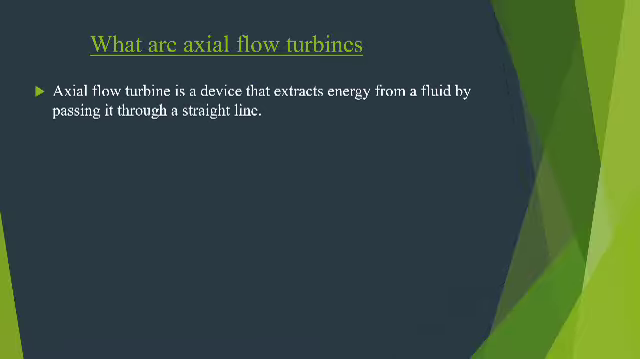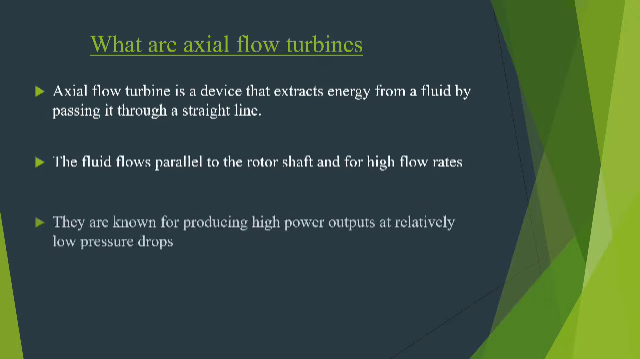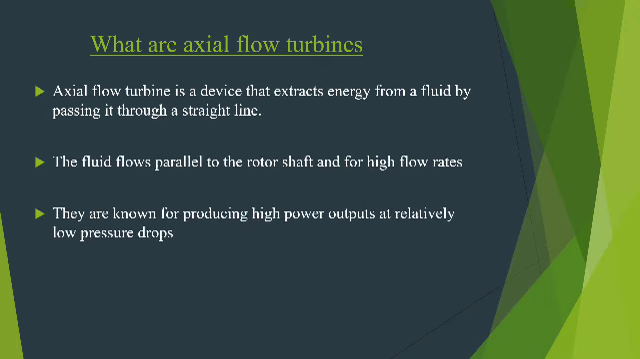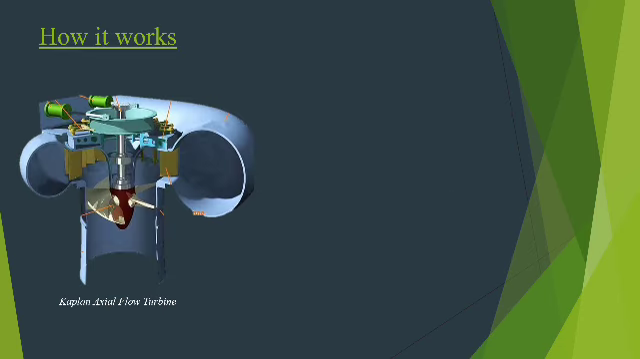A turbine is any device that extracts energy from a flowing fluid. An axial flow suggests that the fluid is flowing parallel to the plates and rotor of the turbine. Axial flow turbines are turbines that extract energy from a fluid that is flowing parallel through the turbine. They are known for producing high power outputs at relatively low pressure drops due to the high efficiency of the turbine. The operation of an axial flow turbine.